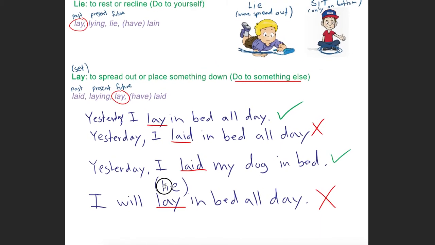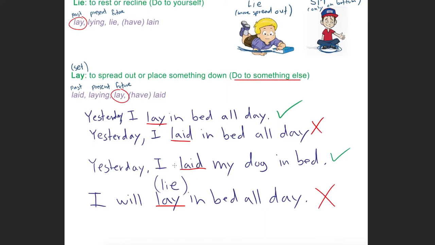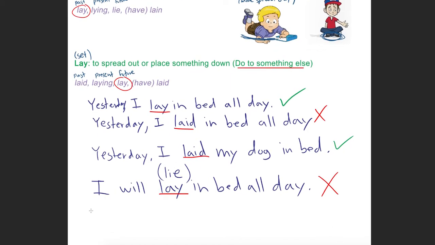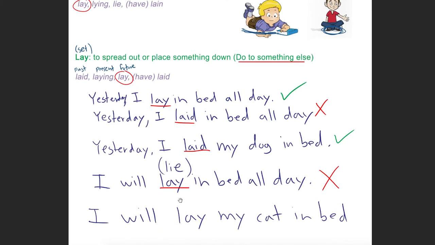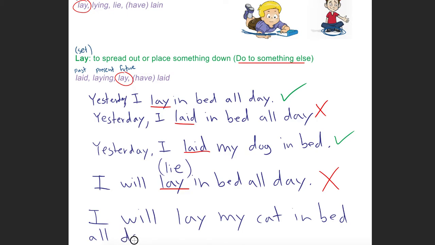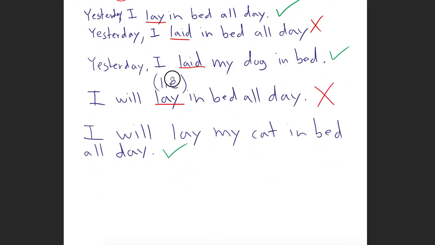Hopefully I didn't confuse you guys. You can't say I will lie, you can say I will lay something else down. Maybe I will lay my cat in bed all day. That's okay to say, because you're doing something else using the future tense of lay, which is to spread out or place something else down. So I will lay my cat in bed. That's okay to say. Just make sure you don't get those too confused.